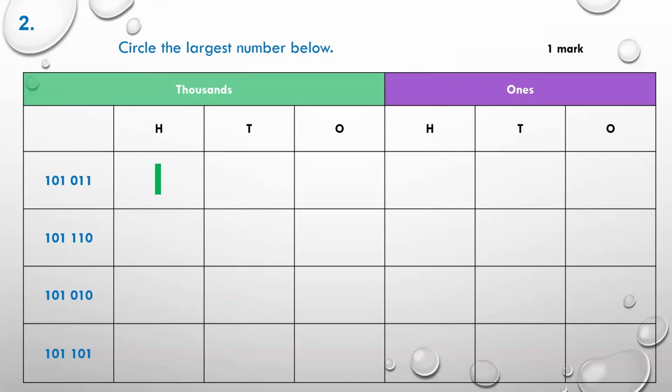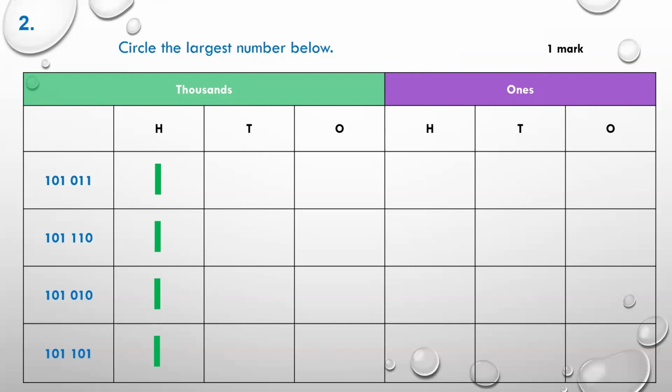We can go across or we can go down, however you want to handle it. I will move down. In the second number, we also have 1 in the 6th place, so it's also 100,000. And in the third number, you can see a 1 as well. And in the fourth number, there's also a 1. Now, if we look at our question, it's asking us to circle the largest number below.